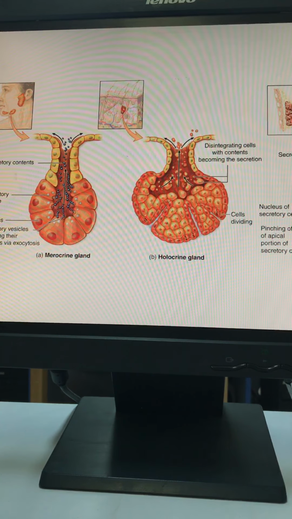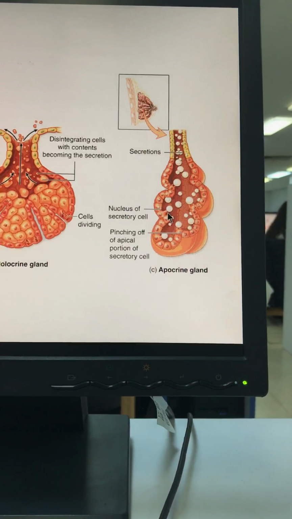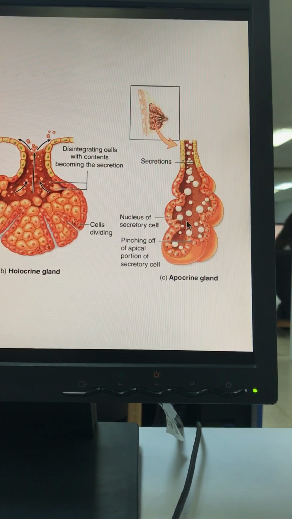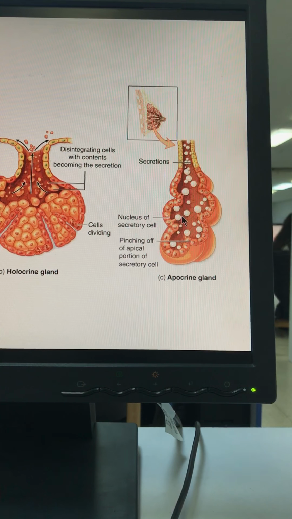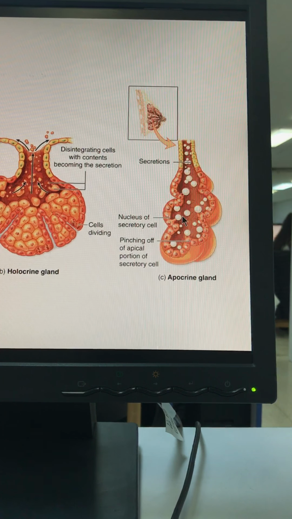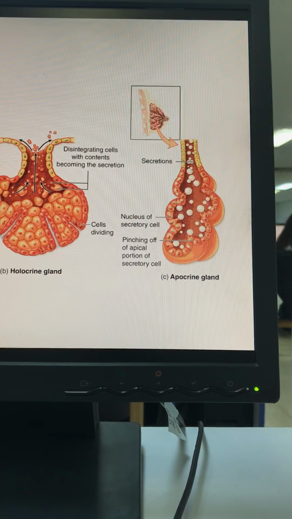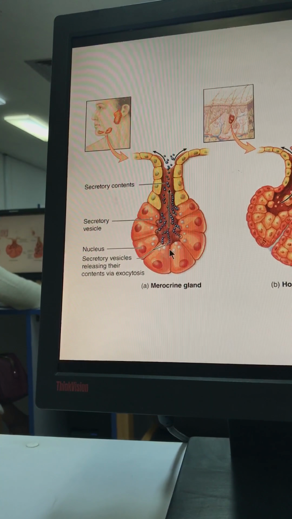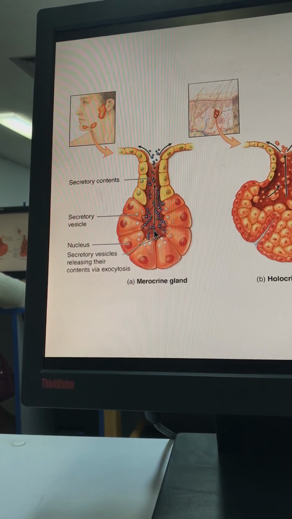Apocrine: the apical part of the cell membrane will leave with the secretory portion. This means the secretion, which is present in granules, will be enclosed with the apical portion of the cell membrane. This is present in the mammary glands. Now, merocrine leaves another way, which is exocytosis. The secretion will leave through exocytosis.